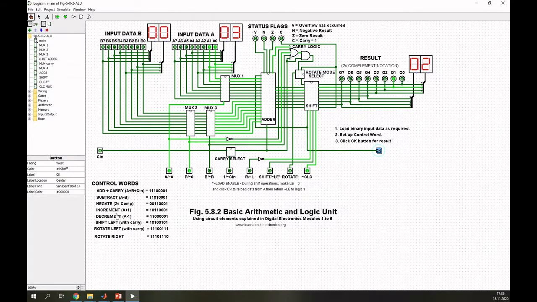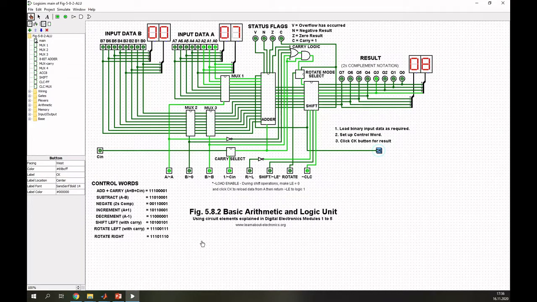If we want to do an increment of A, so let's do a little bit more complex. So it's 7. So the increment A plus 1 would be 8. So we set the increment control word, which is this one. And if we set the clock, we find the 8 in the output.